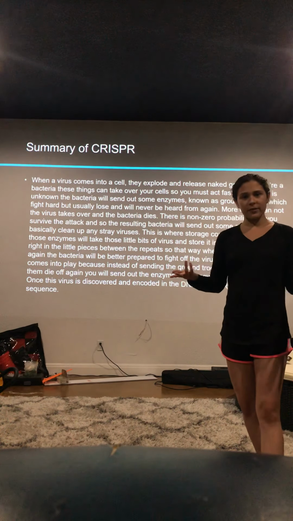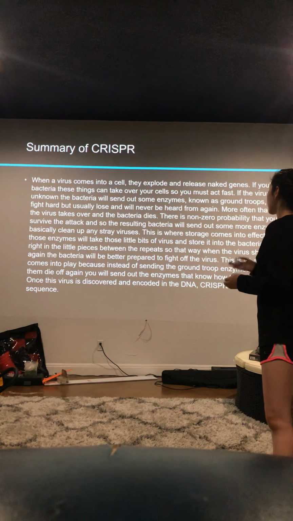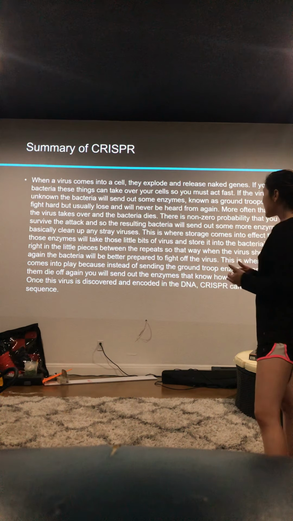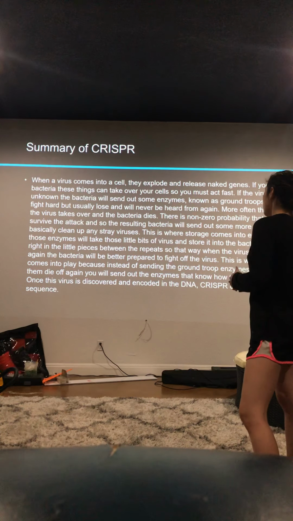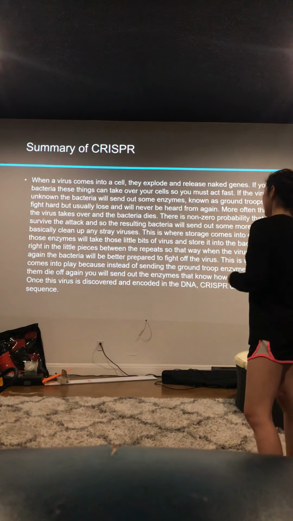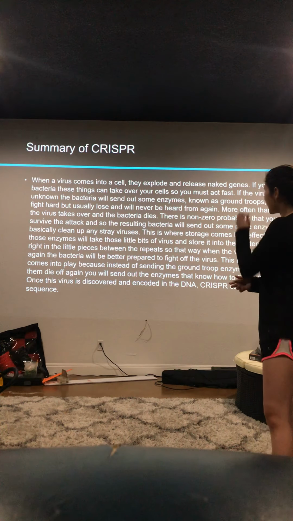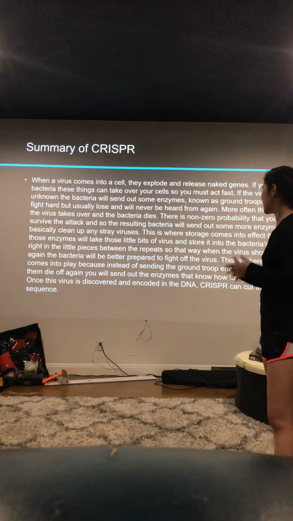So basically a summary of CRISPR is this. When a virus comes into a cell, it explodes and releases naked genes. If you're a bacteria, these things can take over your cells, so you must act fast. If the virus is unknown, the bacteria will send out some enzymes, known as ground troops, which fight hard but usually lose and will never be heard from again. More often than not, the virus takes over and the bacteria dies.